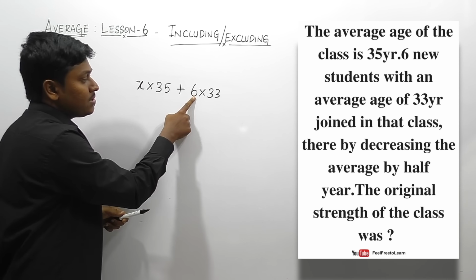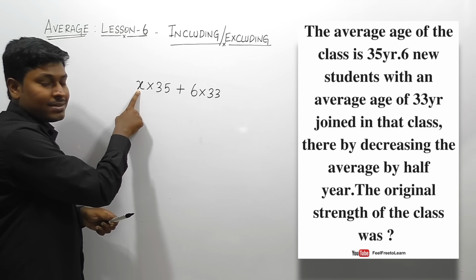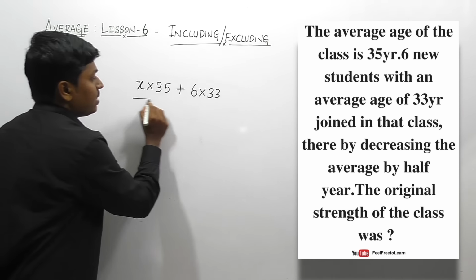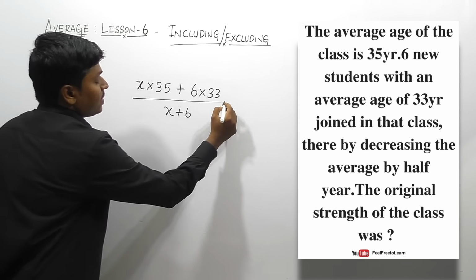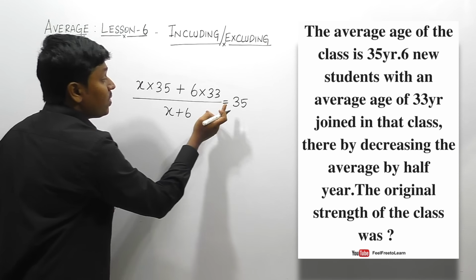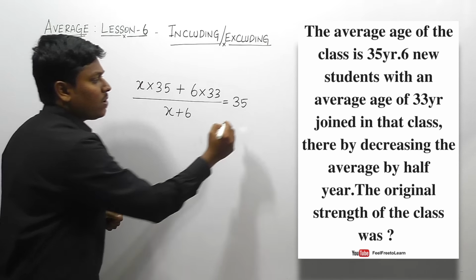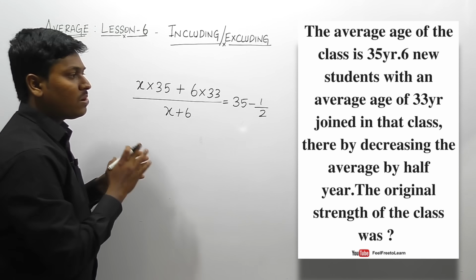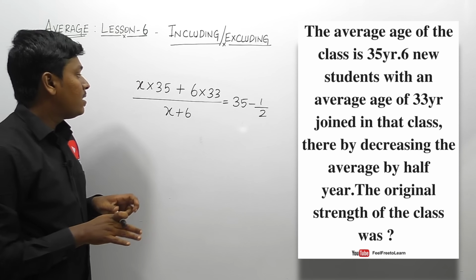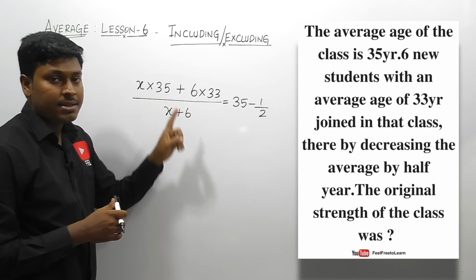So 6 new students are added with the average of 33 and the original strength of the class will be x. So x into 35, divided by, now the total strength of the classroom will be x plus 6. So friends, the total average will be 35. Because 6 new students are added, the average is decreased by half. So half means that is 1 by 2. So friends, if you write this equation properly, then solving all the questions will be so simple, right? So friends, x into 35 plus 6 into 33, the resultant will be the total age of the class.